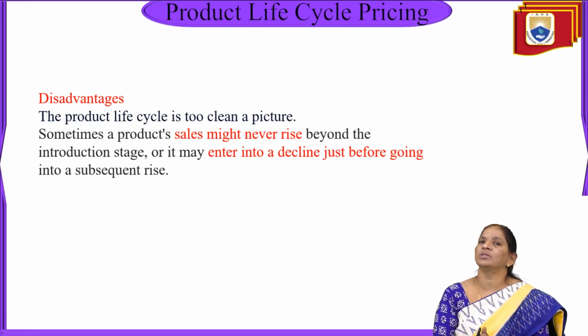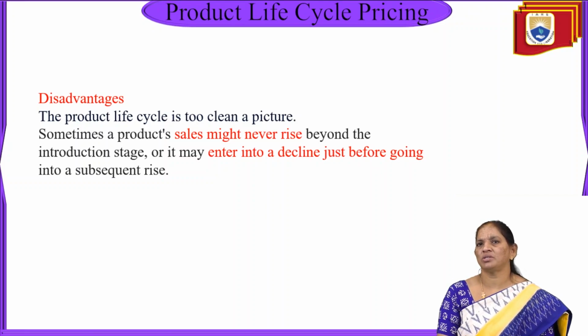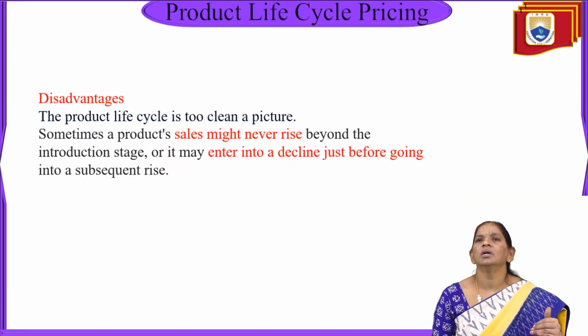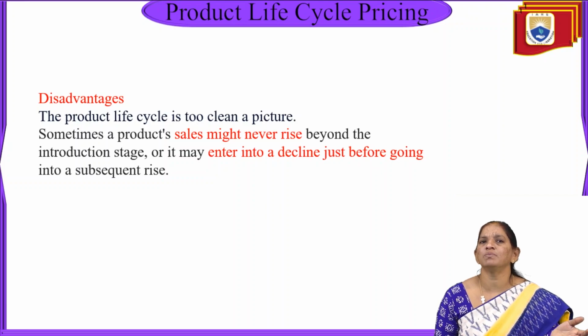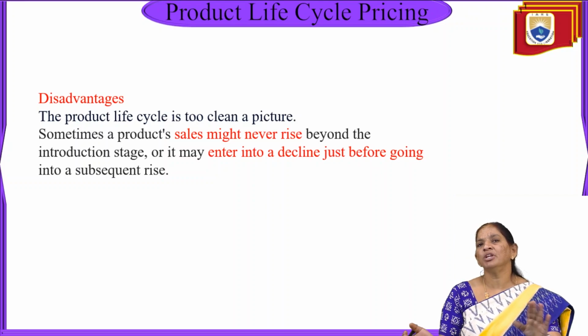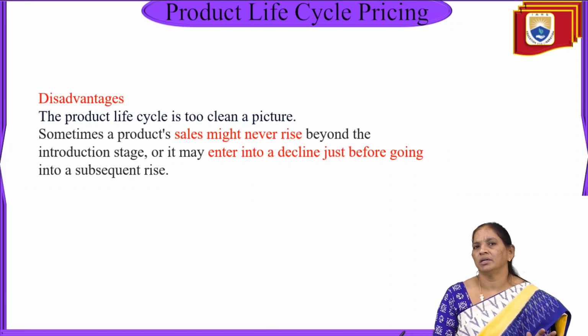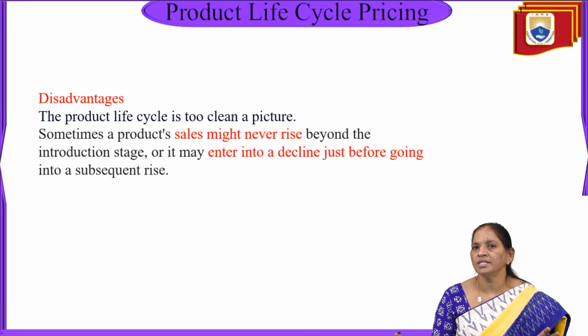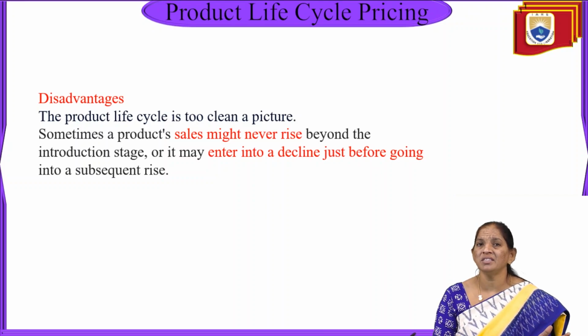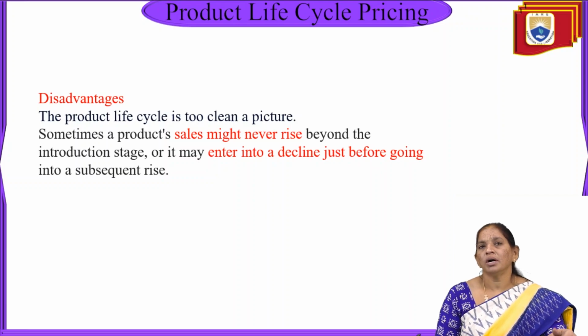Along with that, there are some disadvantages relating to product life cycle pricing. The product life cycle is a too clean picture, assuming every product will face these stages: introductory stage, growth stage, maturity and declination stage. So all companies will go for the same sort of pricing strategies. Sometimes product sales might never rise. Maybe we use some strategies at the introduction stage or the declination stage, and that may not work out in real, dynamic marketing. Why? Because competitors follow the same thing, or competitors give a variety of products. So for many reasons, many products have not successfully targeted this product life cycle pricing. These are some of the disadvantages.